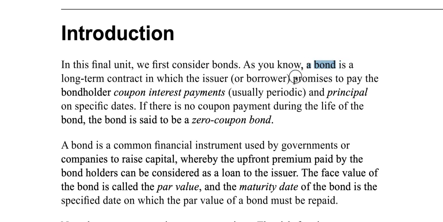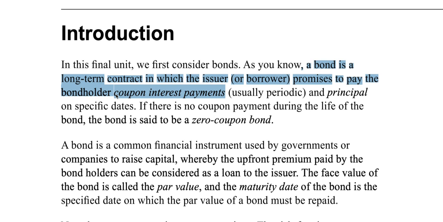A bond is a long-term contract in which the issuer, or what we call the bond borrower, usually a bank or some company, promises to pay the bondholders a coupon interest payment. That means, for example, if you buy a bond of say 10,000 Hong Kong dollars, perhaps the issuer, or we call the borrower, is going to pay you maybe 100 or 50 dollars per quarter. So that's what we call a coupon interest payment.